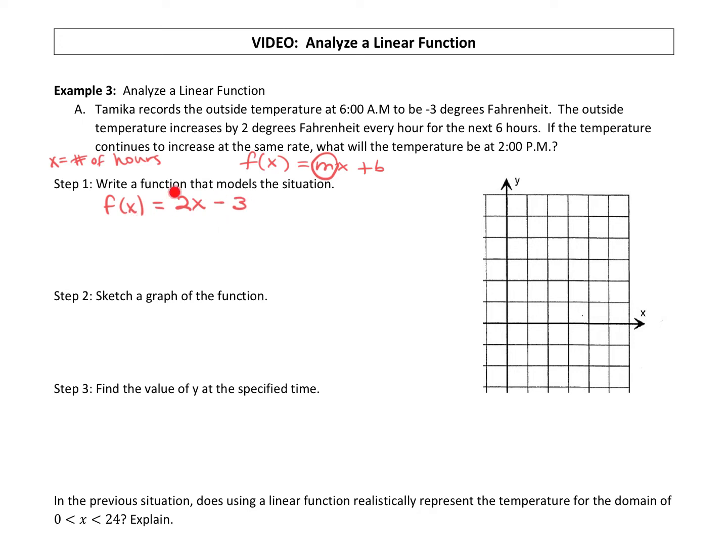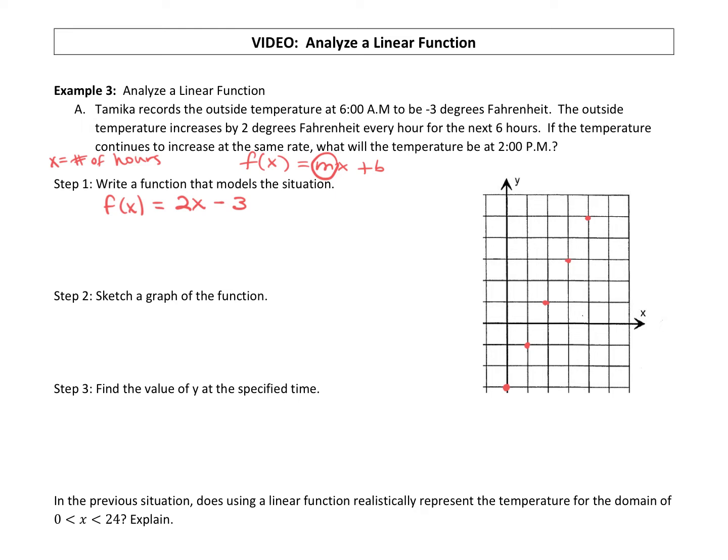Step 2, we're going to sketch a graph of the function. So this is slope-intercept form. Y-intercept is -3, so I'm going to go down 3 on the y-axis. Our slope is 2, so up 2 over 1. We can see we're going to end up with a line that's increasing. The temperature is increasing as time goes on.